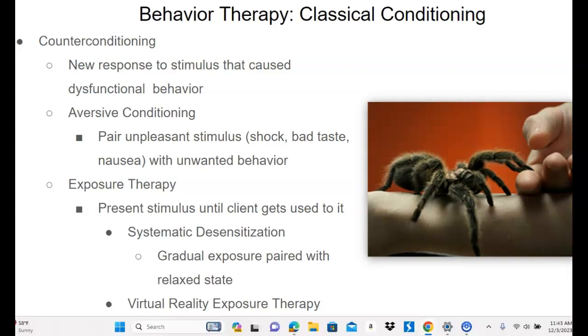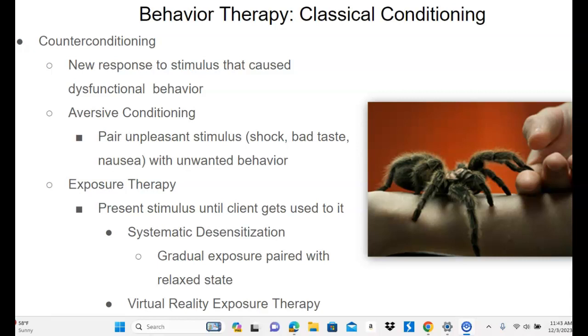One example of a therapy is aversive conditioning. This is when you're pairing an unpleasant stimulus like a shock or something like nausea, bad taste, things like that with the unwanted behavior. So perhaps you've heard of Antabuse. That's a treatment that is given to alcoholics. They're pairing their drinking behavior with something that's really unpleasant, so that later the drinking behavior itself creates that unpleasant sensation that changes their behavior.